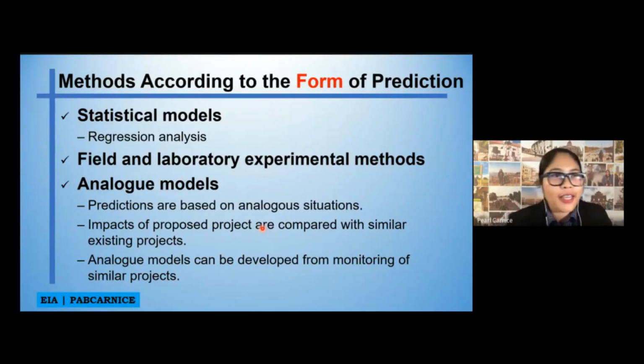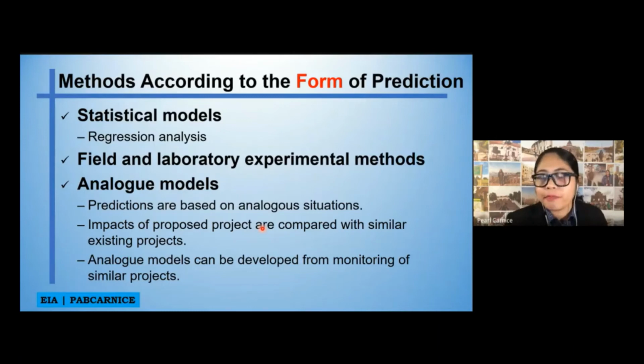So there are EIA studies that, before they do a field study per se, or before they do the real project per se, will first have a field or laboratory experiment for them to be sure as to what will be the impact of their specific project or activity. We also have an analog model. So these predictions are based on analogous situations in which impacts of a proposed project are compared with similar existing projects. An analog model can be developed from monitoring of a similar project.